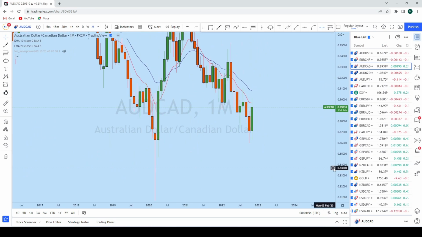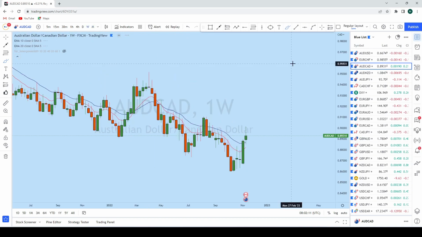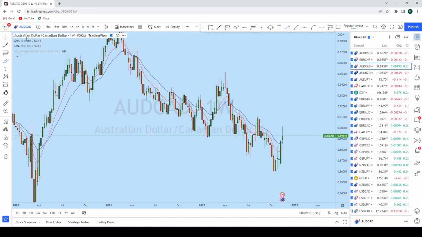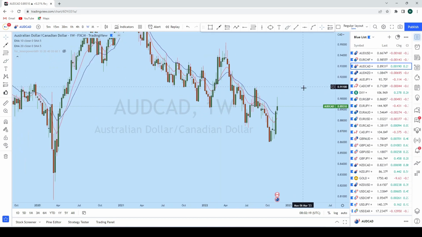Now on the monthly perspective, we see that AUDCAD long term is a bearish market. If you look closely, every month the price was creating a series of lower highs and lower lows. Now with that bearish price action, if we look at the weekly time frame, we have seen that AUDCAD primarily on the weekly had a strong bullish move in the opposite direction of the trend.